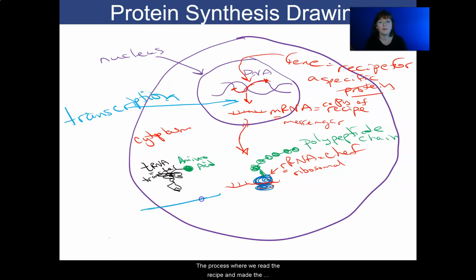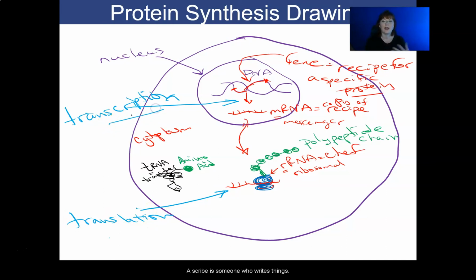And the process where we read the recipe and made the protein is called translation. So you could think of it this way. A scribe is someone who writes things. You have to write a book before you can translate it into another language. So that's a good overview summary of protein synthesis.